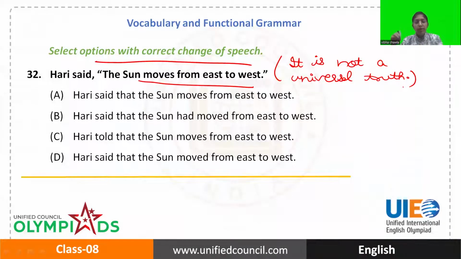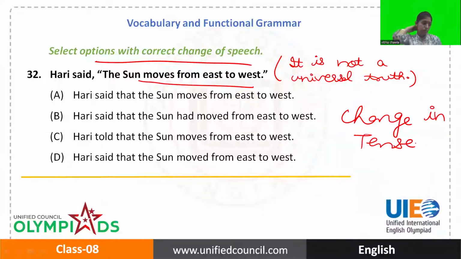The truth is the sun just appears to move from east to west because the earth revolves itself from west to east, which actually is a universal truth, right? It's the earth that revolves, not the sun that moves. So it's not a universal truth. That's why there will be a change in tense. So it should not be option E.